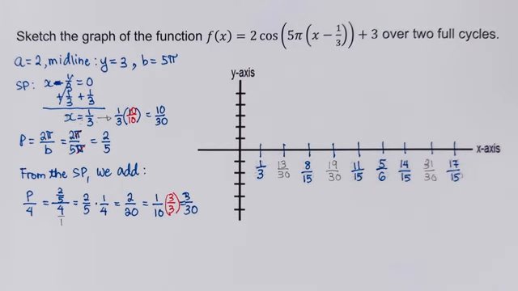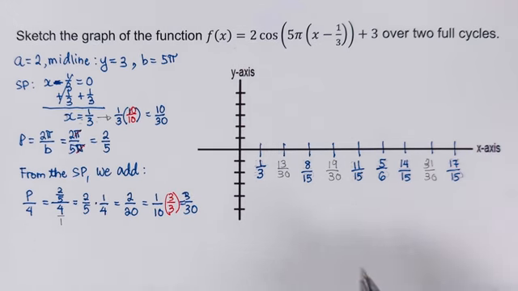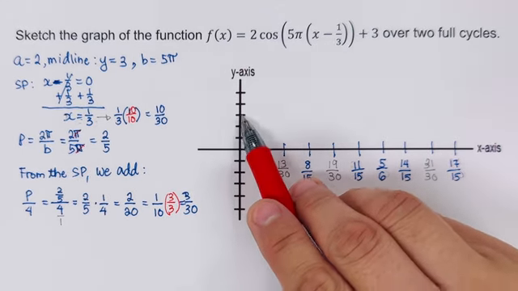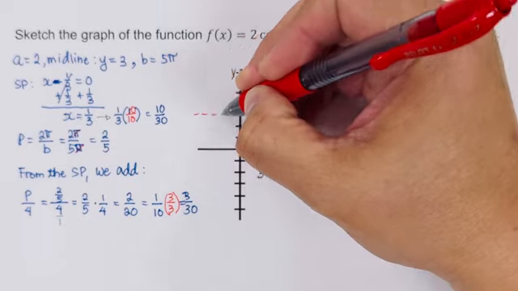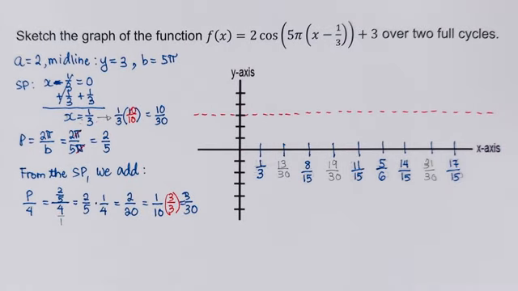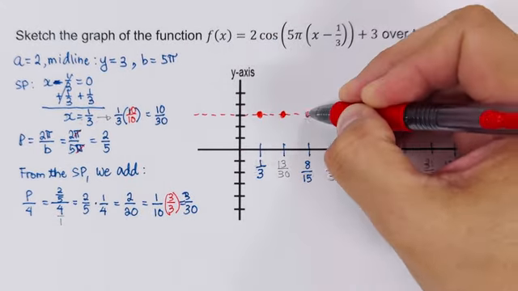Let's go ahead and sketch the midline. It's located at y equals 3. So that's 1, 2, 3. It's going to be all the way up here. And we're going to put the dots on the midline.